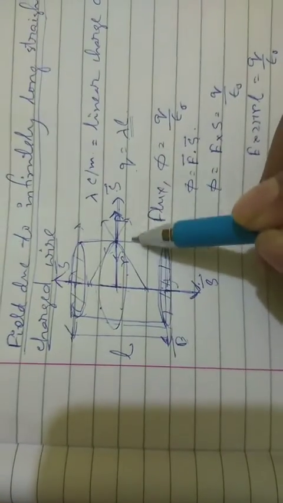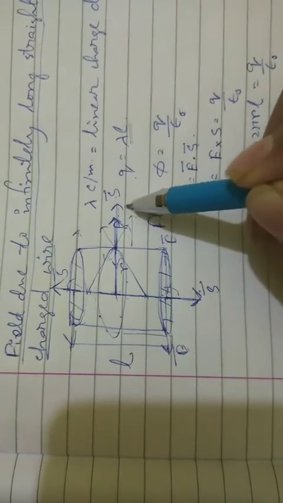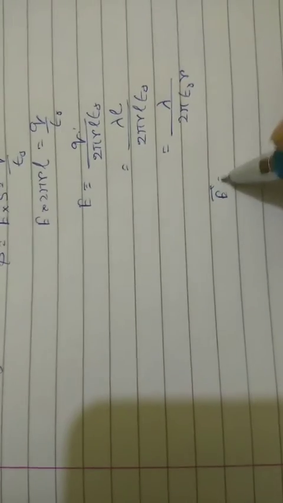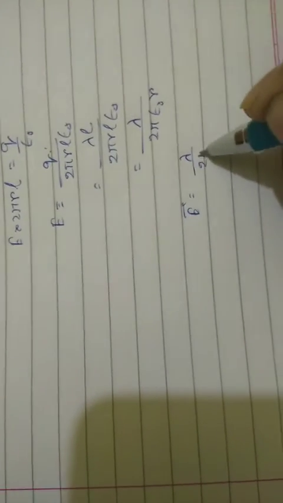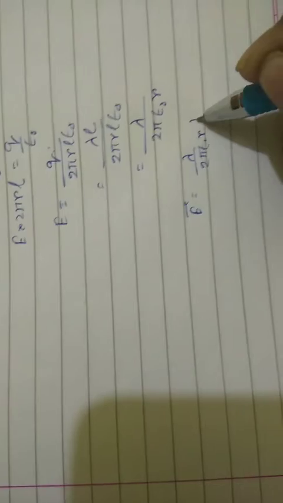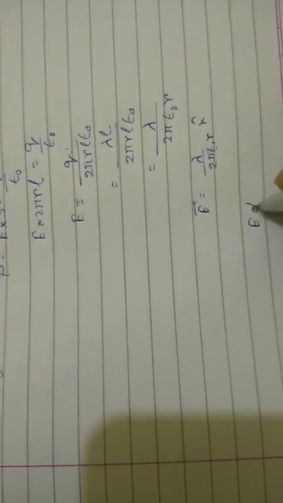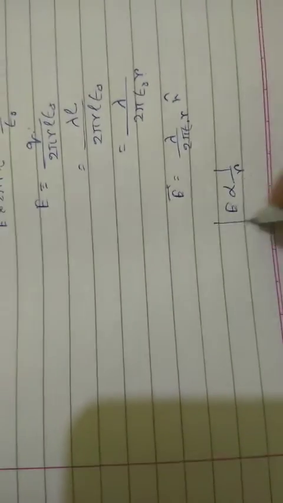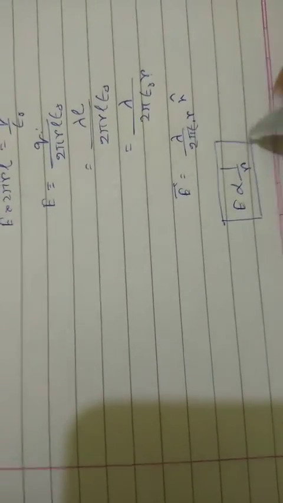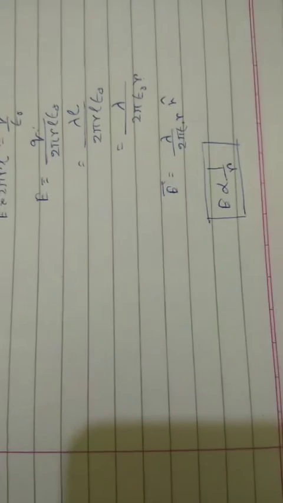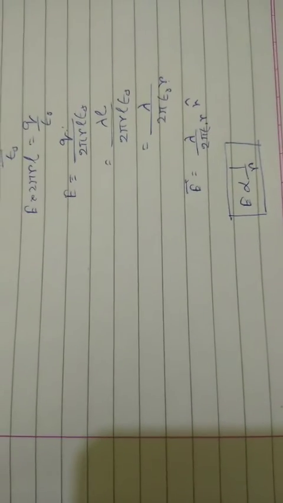If you take the unit vector along this direction as n cap, you can write the electric field vector E equals lambda by 2 pi epsilon naught r times n cap. Here you can see the electric field varies as proportional to 1 by r, not 1 by r squared. Now let us move to the next system.